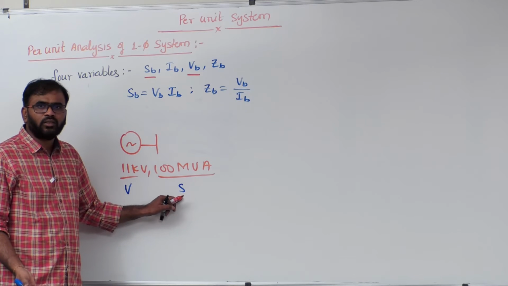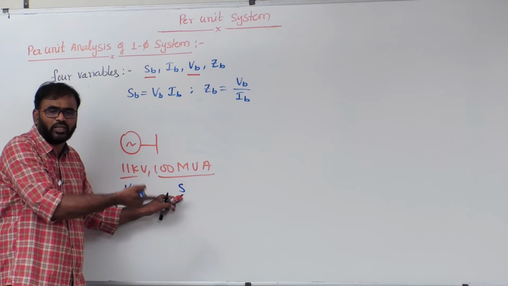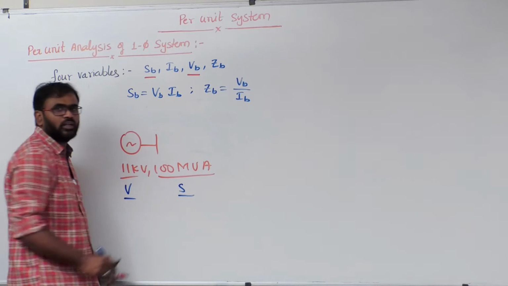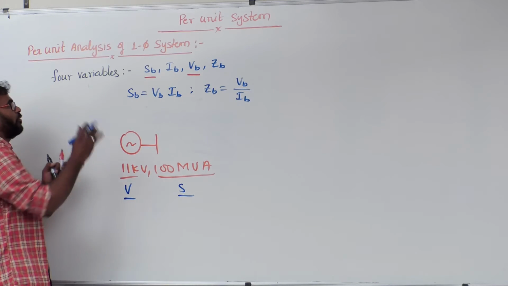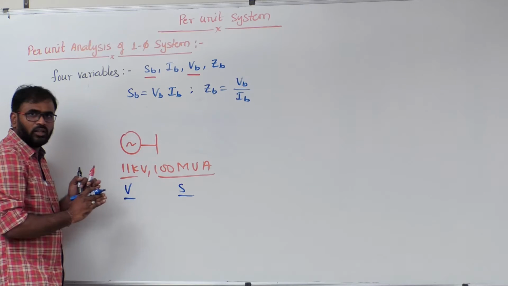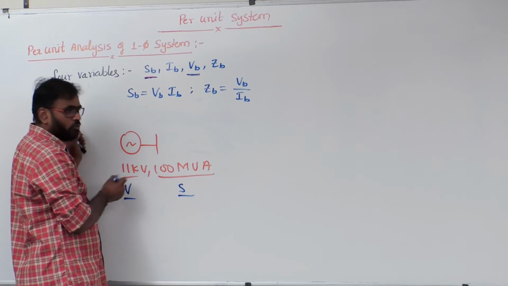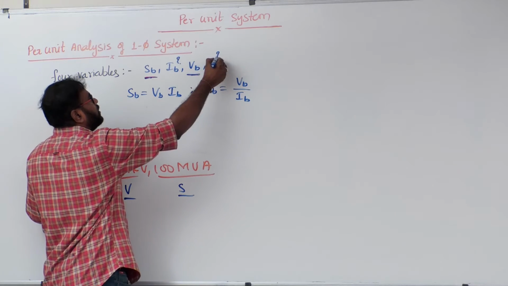And we know that if base is not given in the problem, I need to select the rating of the equipment as the default base. Which two ratings are available for me? Voltage and apparent power. That is why, careful, when we are assigning the base quantities, the always known bases are S base and V base from the rating of the machine. What is the unknown base? I base and Z base.